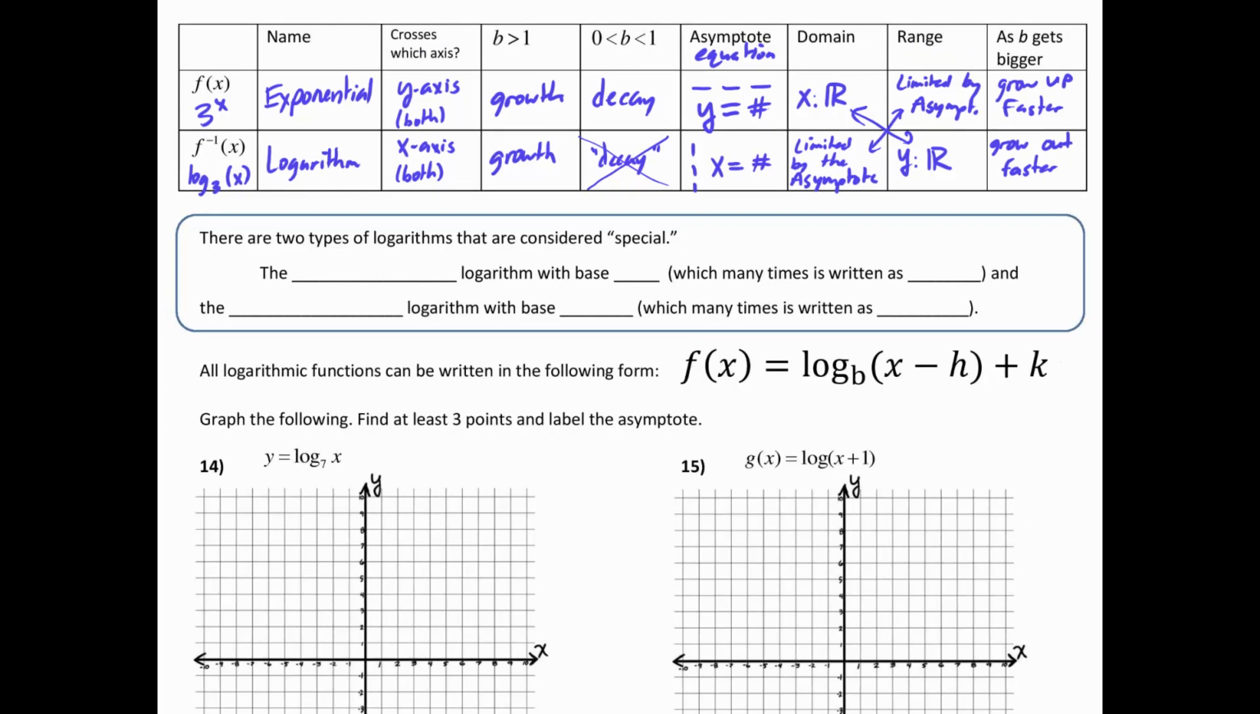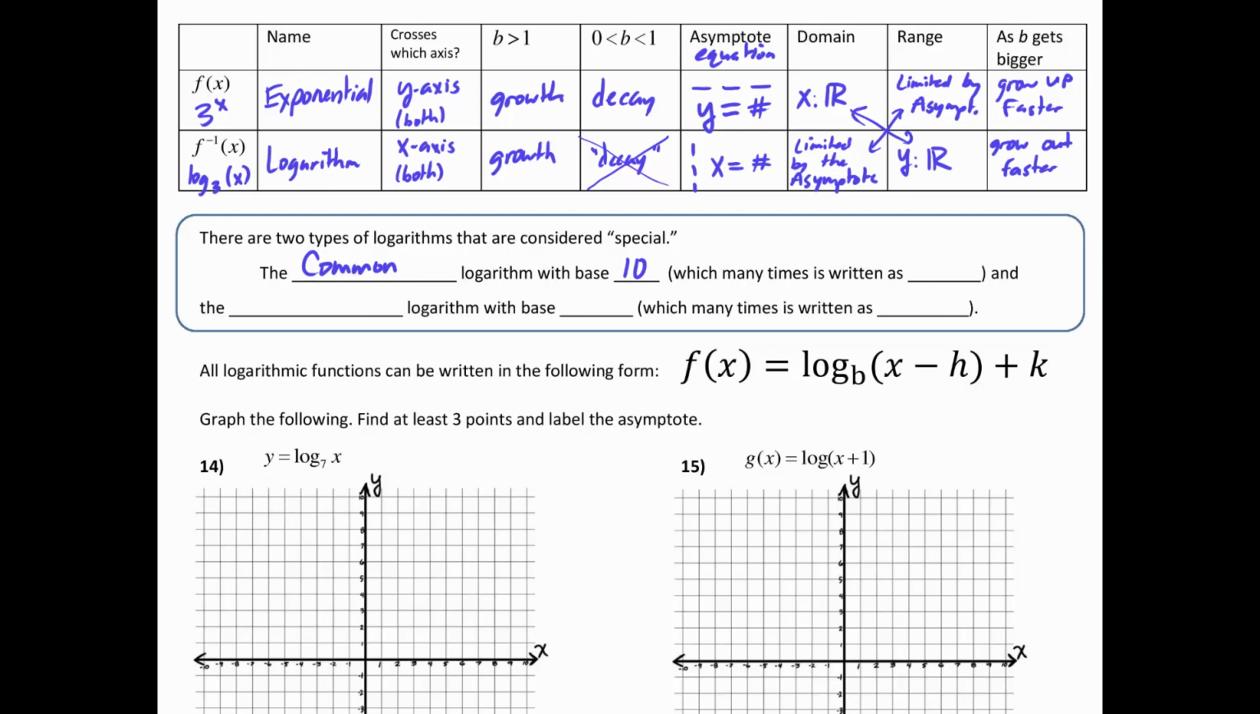There are two types of logarithms that are considered to be special. They get their own names, and they look slightly different with their equation. The first one happens so often they called it the common logarithm. They got tired of writing it every single time. Kind of like how square roots, they dropped the little 2 out there as the index because they happened so often that people got lazy. So the common logarithm has a base of 10. That means multiplying by 10, dividing by 10. Scientific notation kind of goes along with this.